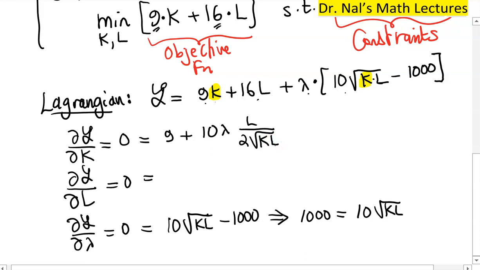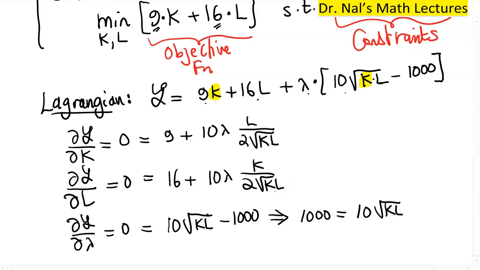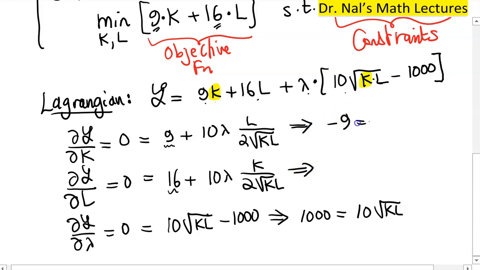That's it. We can do the same thing for labor, and let me just go ahead and do that. 16 plus 10 lambda k over 2 square root KL. That's pretty much it. Now life is pretty easy. What we can do is substitute these expressions into each other. There's usually a simpler way to do it. I can first move those 9 and 16 onto one side of the expression. Let me go ahead and do that for both of them.